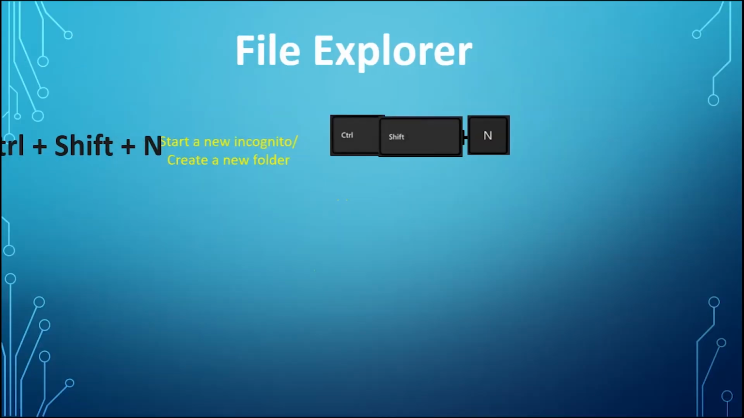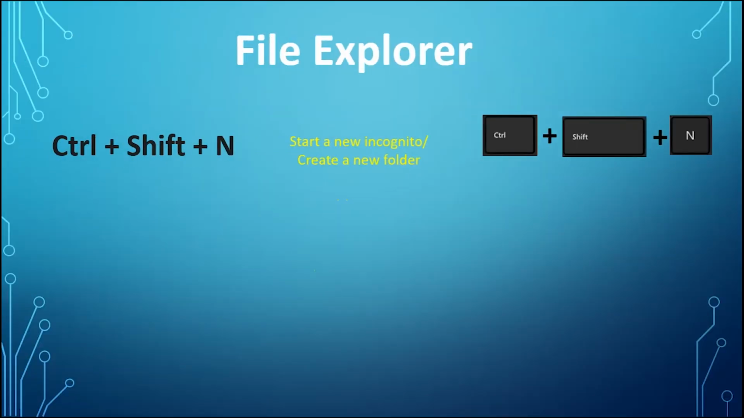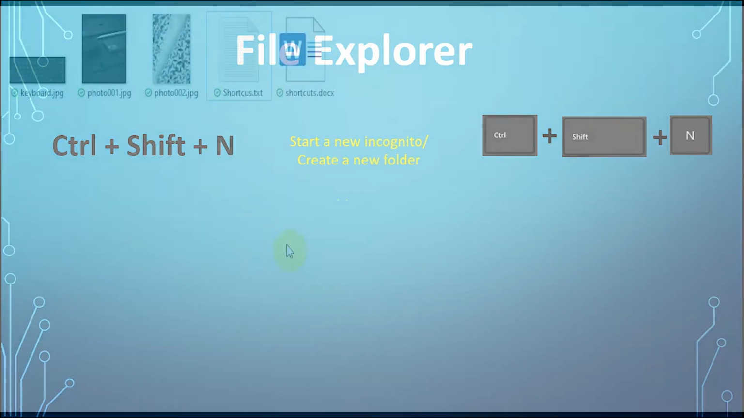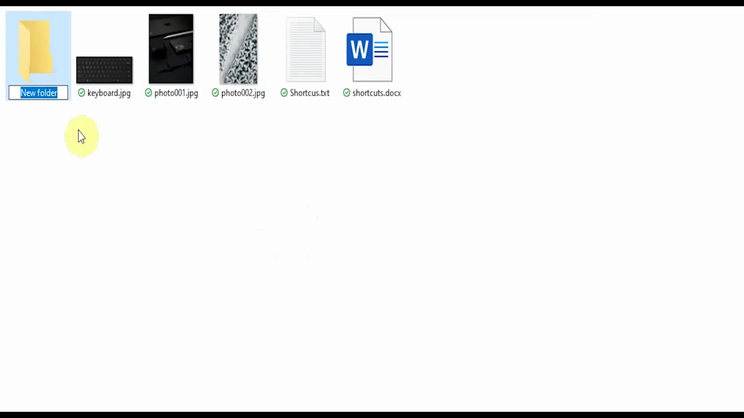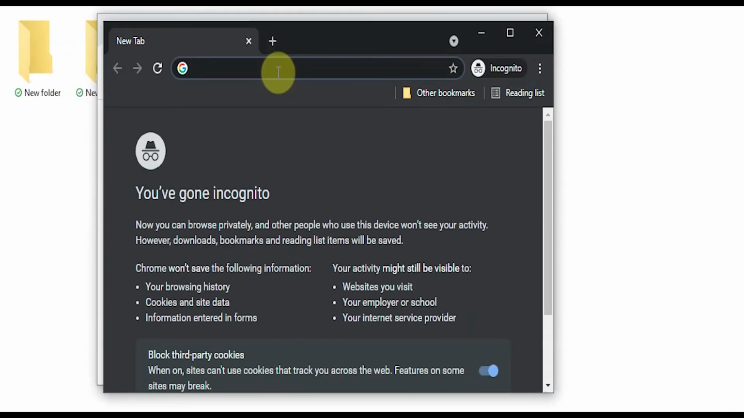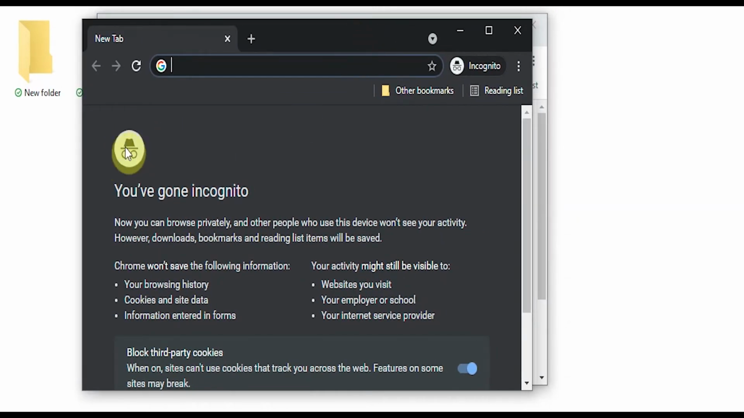Ctrl Shift N, create a new folder, start a new incognito window. When you are in File Explorer, to create a new folder, just press Ctrl Shift N and the folder is created. To start a new incognito session in Chrome, just press Ctrl Shift N. A new window appears with a slightly different coloring and a secret browser person icon at the top. To close the incognito session, just press Alt F4 as you normally would to close a program.